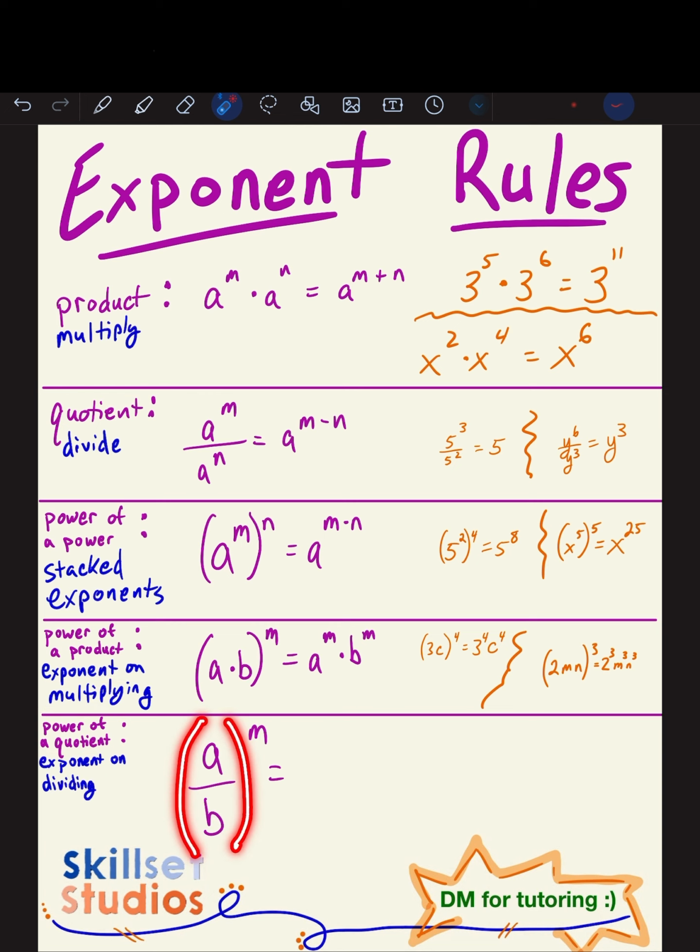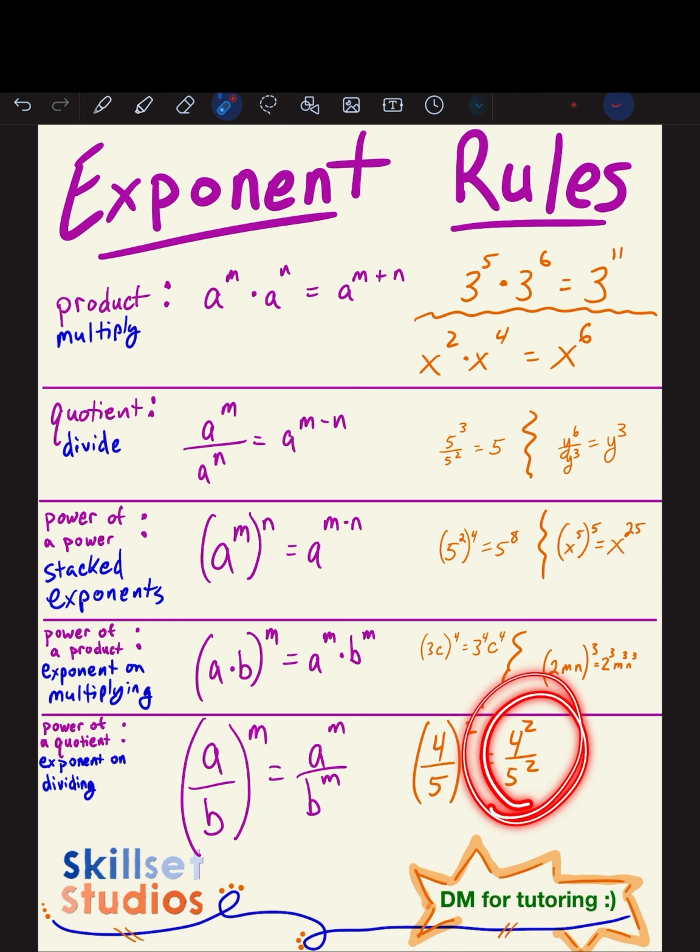And so similar to the last rule, if you have two different things that are dividing, an exponent on top of the whole thing, that exponent will go to everything on the top and the bottom of that fraction. Again, our bases don't change. They just each gain the exponent. So for instance, if we had 4 over 5 raised to the second power, that 2 will go on top of both the 4 and the 5, like so.